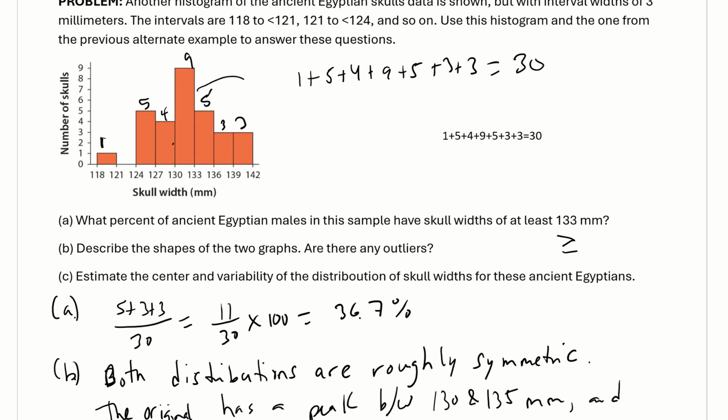Halfway is going to be between the 15th and the 16th number, right? So here we got 1 plus 5, that's 6. 6 plus 4 is 10, and then we got 19. Okay, that means that the middle has to be there.